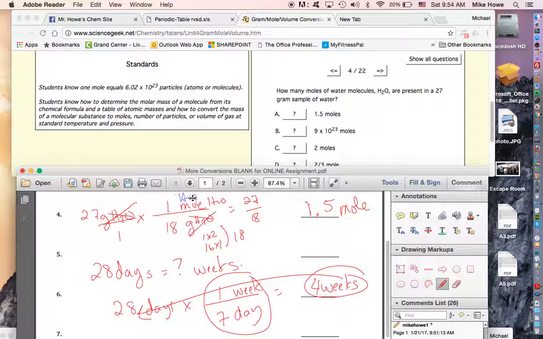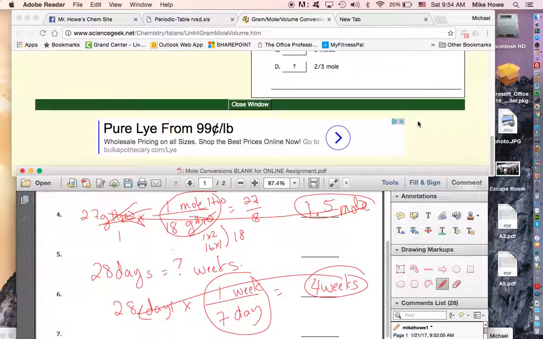Same thing here. We know that this is 1. We multiply by 27, and we can say it's 1.5 moles. 1.5 moles is the same thing as 27 grams. All right, now let's take a look at 2 other kinds of conversions.